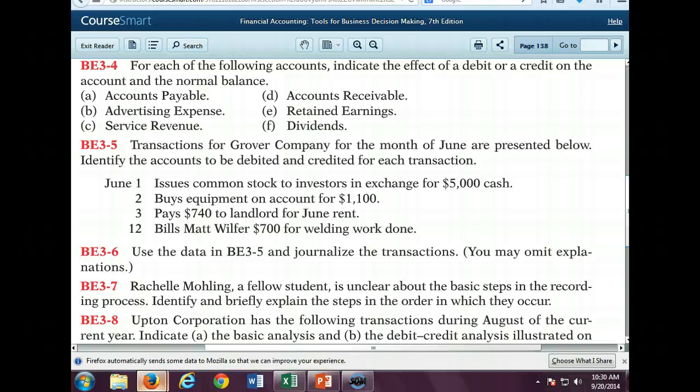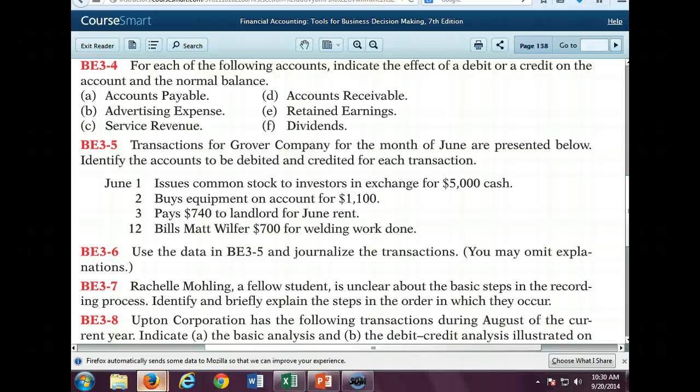Transactions for Grover Company for the month of June are presented below. Identify the accounts to be debited and credited for each transaction. Now, guys, use your cheat sheet, okay? Until it starts clicking, use your cheat sheet.